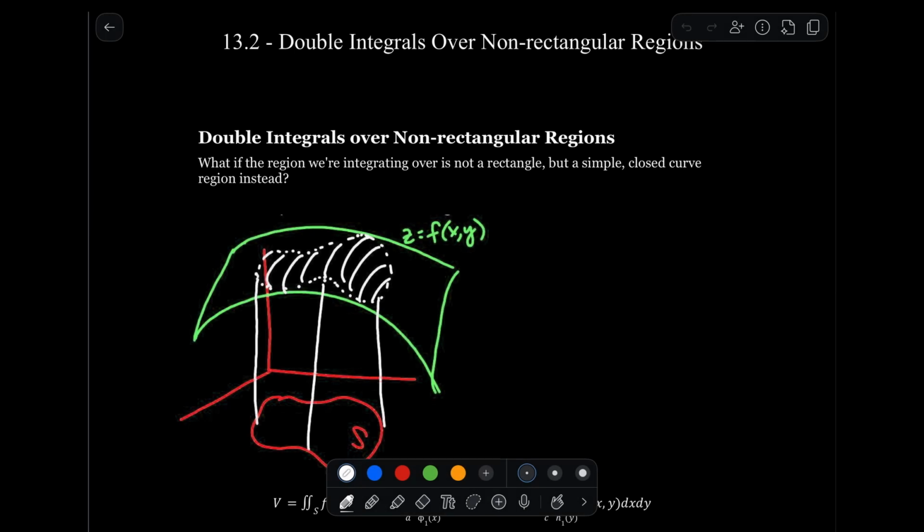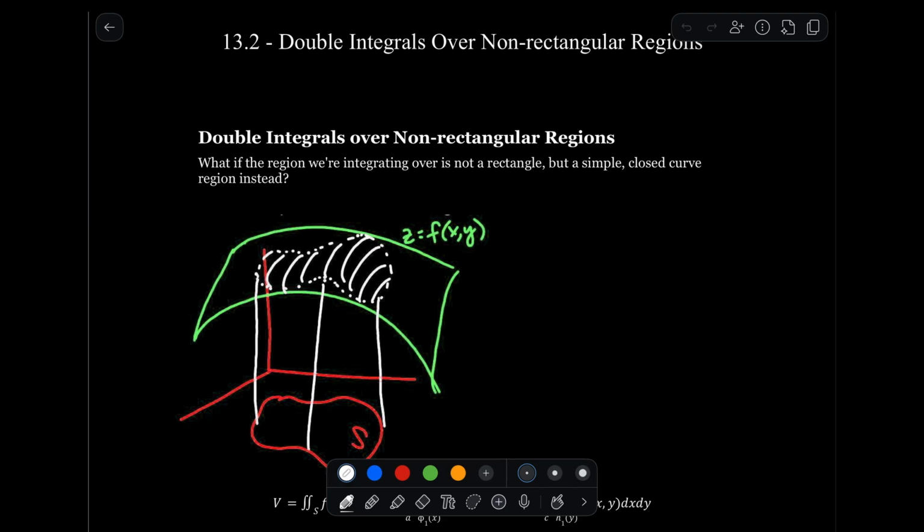Hi, this is Crossdot and Nabla, and in today's video, we're going to be covering section 13.2, double integrals over non-rectangular regions. In our previous video, we covered what this would look like in rectangular regions, and like in single variable calculus, it's really straightforward. You just plug and chug your antiderivatives and you move on.